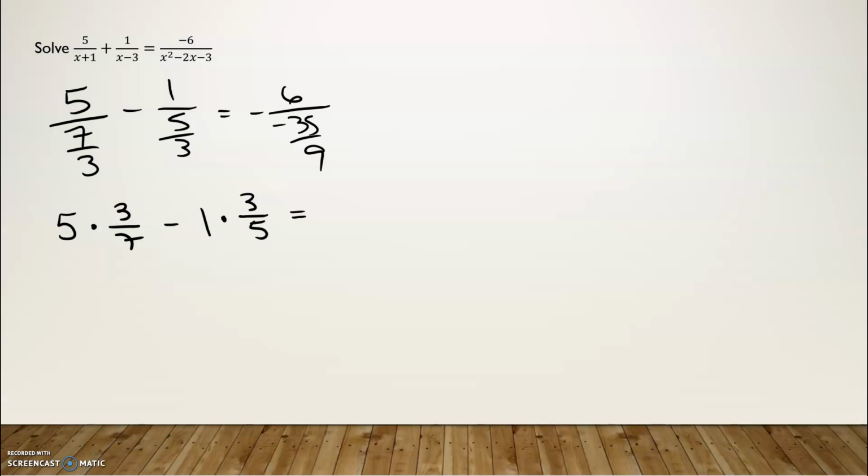Notice I've got two negatives, negative here and negative here. They will cancel out, become a positive. So I have 6 times 9 over 35 when I flip that fraction. Okay, so now what I have is 15 over 7 minus 3 over 5 is equal to 54 over 35.